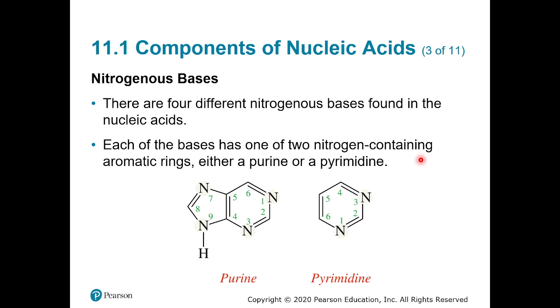AT is a pair of purine and pyrimidine. GC is a pair of purine and pyrimidine. And so it gives you one that's a bit longer, one that's a bit shorter, and they click together. That's one of the checks that keeps them from mispairing.